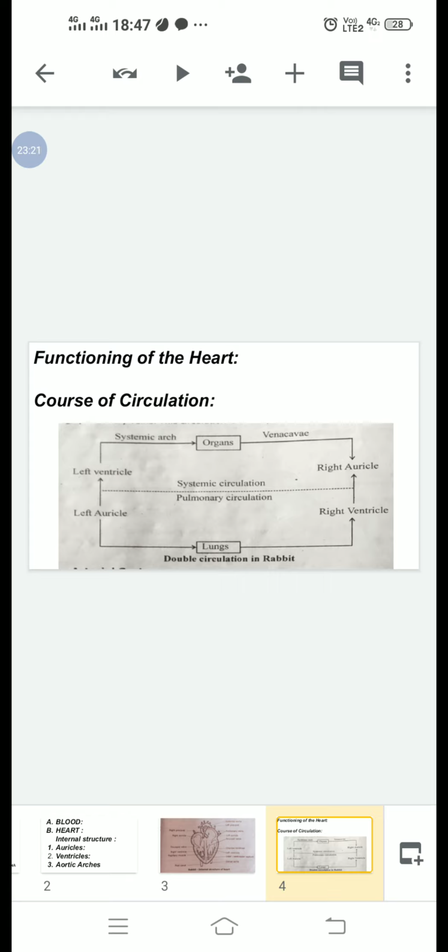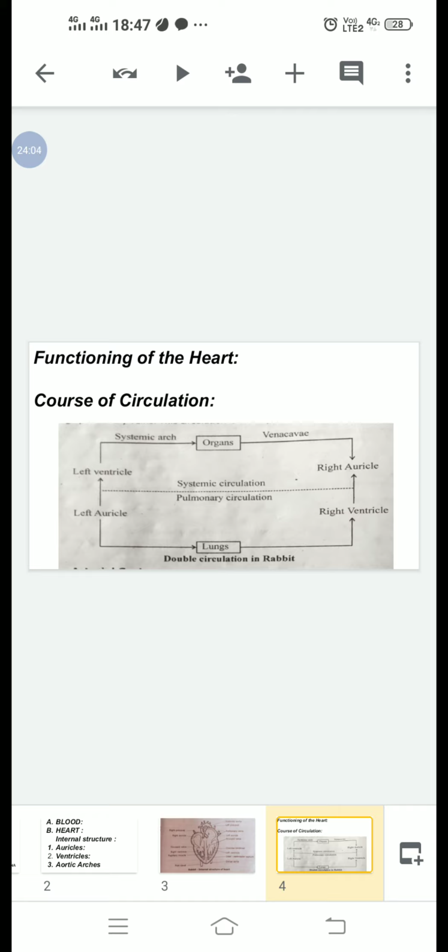The AV node receives stimuli from the waves of the SA node, and from it the stimulation reaches all the parts of the ventricles through the network of muscle fibers of the bundle of His, resulting in the contraction of the ventricles.